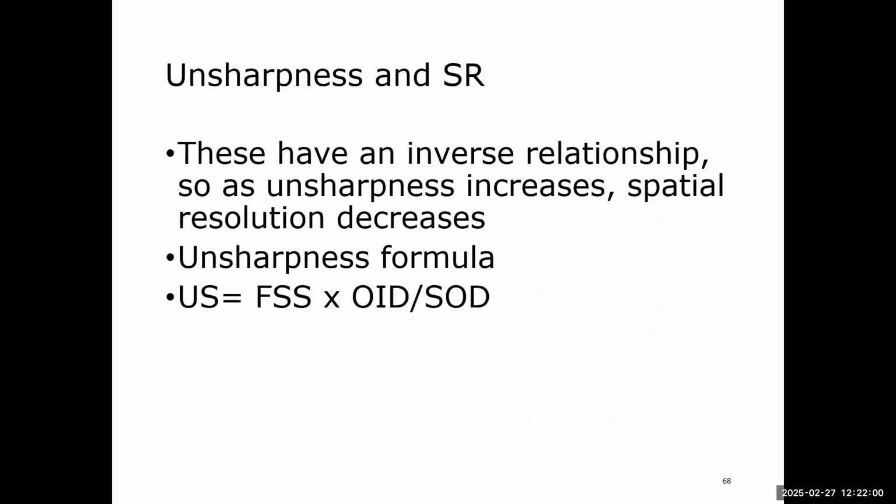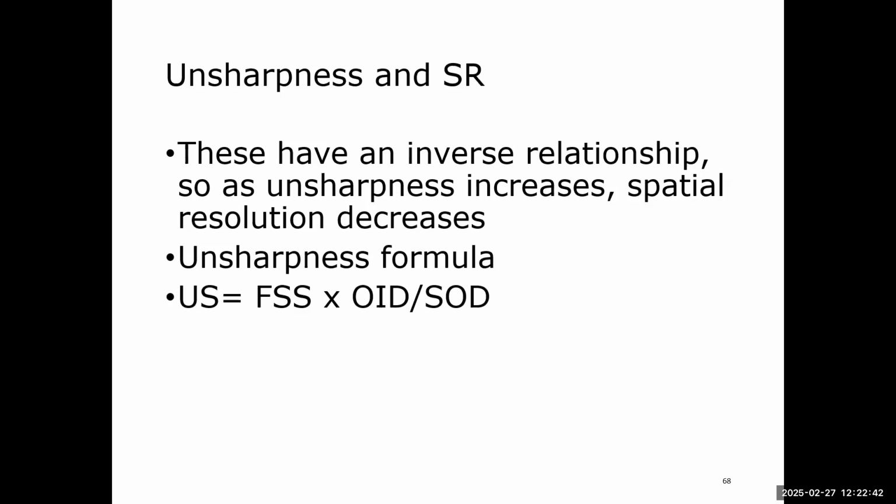So unsharpness and spatial resolution. Remember, this seems very counterintuitive to talk about something being unsharp, but that's the way it is. They have an inverse relationship. As unsharpness increases, meaning it gets more unsharp, what's that do to spatial resolution? It decreases. It's an inverse relationship. And we have an unsharpness formula that we can use just to sort of arbitrarily talk about the unsharpness of one image compared to another. Focal spot size times OID divided by SOD gives us unsharpness, and we can look at those numbers and compare.